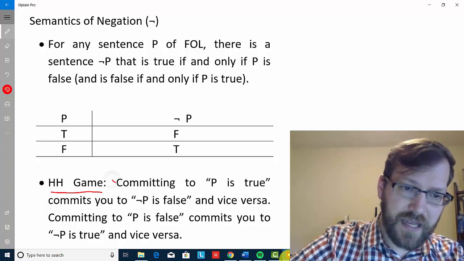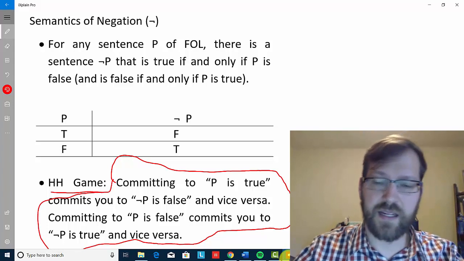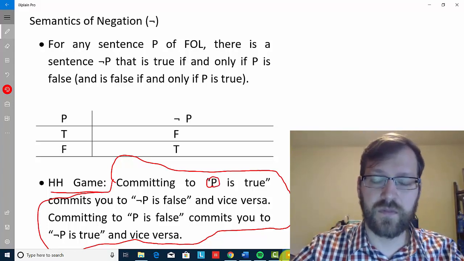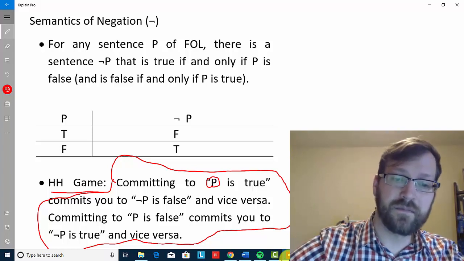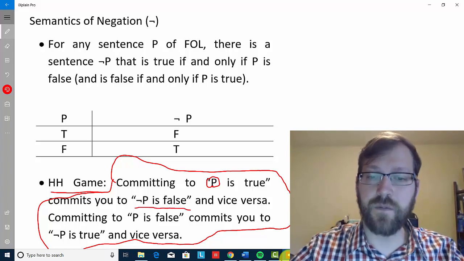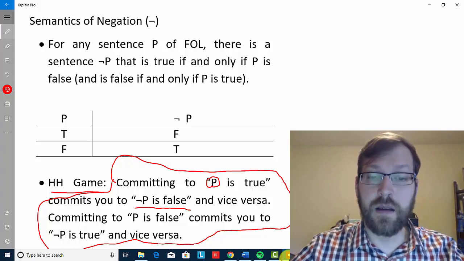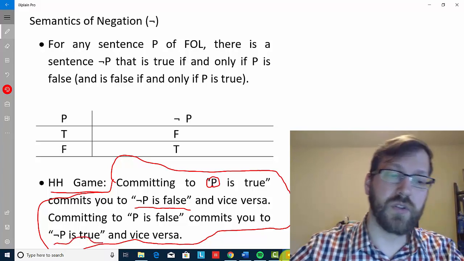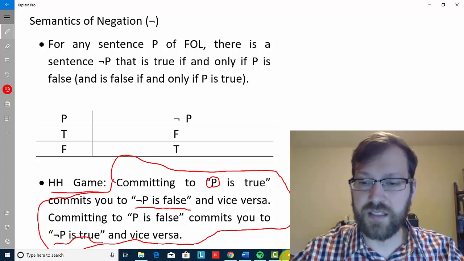Now, in this game, when we're talking about negation, if we say that a proposition is true, for instance, that it's not the case that A is a cube, then you're stuck being committed to P being false. And when you commit yourself to P being false, then that forces you to accept that not the case P is true. So let's see this in action.